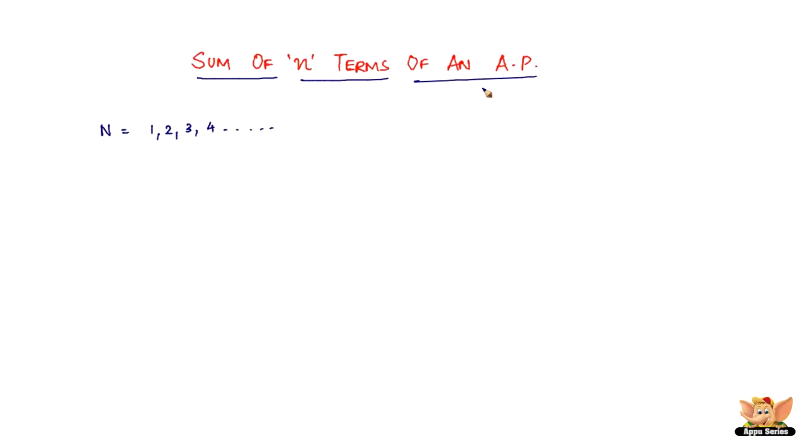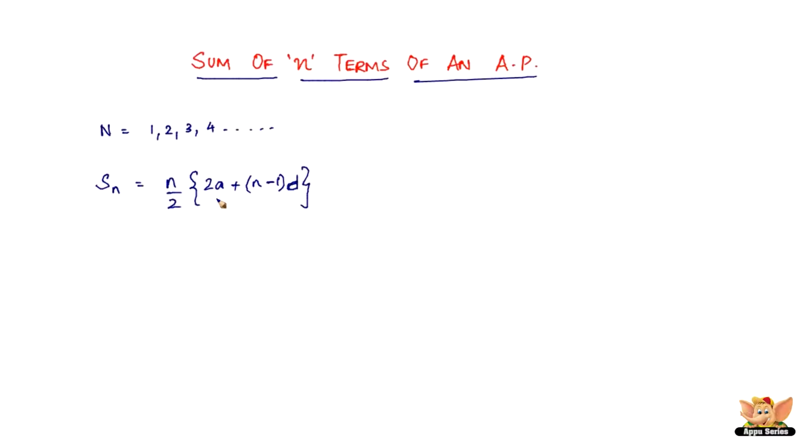So let's look into the formulas for finding the sum of any number of terms of a given arithmetic progression. So we've got Sn equal to n divided by 2 times 2a plus n minus 1 times d. So this is a formula that is used to find the sum of any n terms of a given AP.